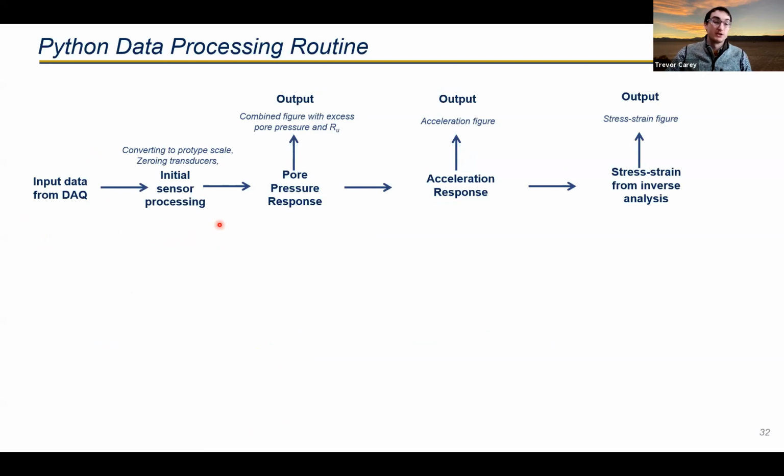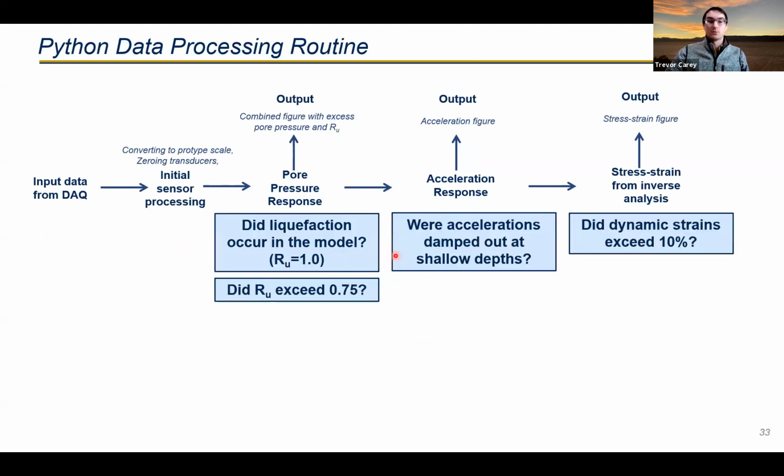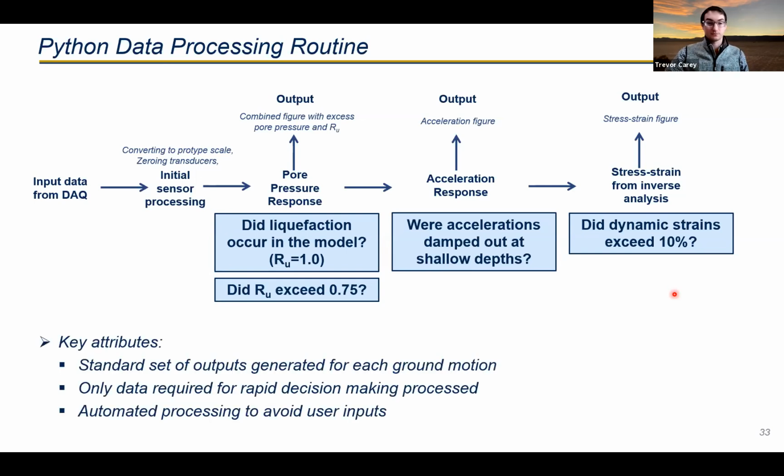This is zeroing transducers, converting everything to the right scale. And then we have the outputs. These outputs map directly to the branches of the decision tree. So the pore pressure response: we have the output of the pore pressure figures, we have the output of the acceleration response, and we have the output of the dynamic strains, or how much the model moves.